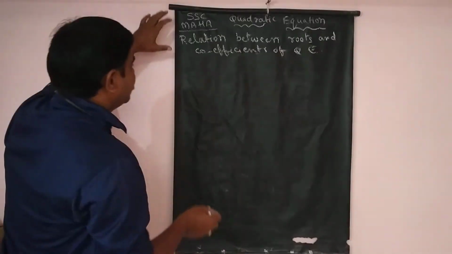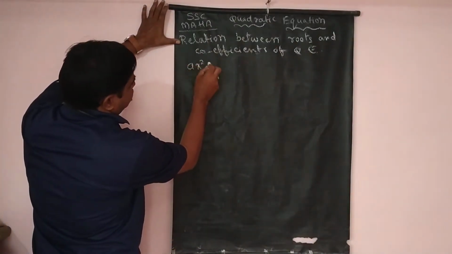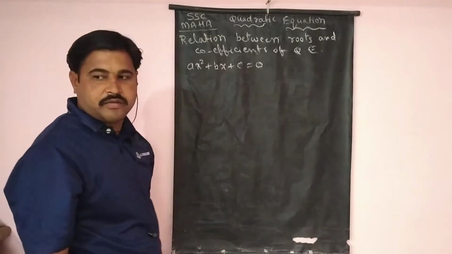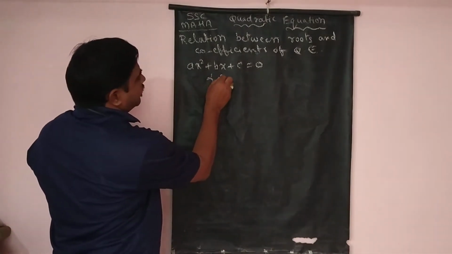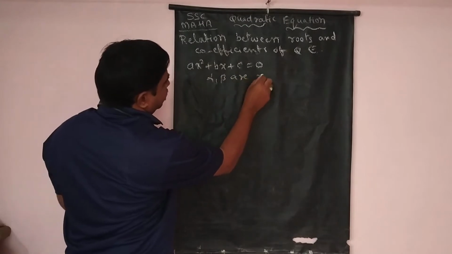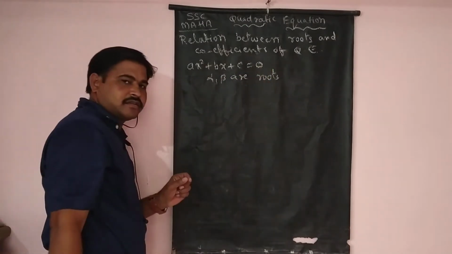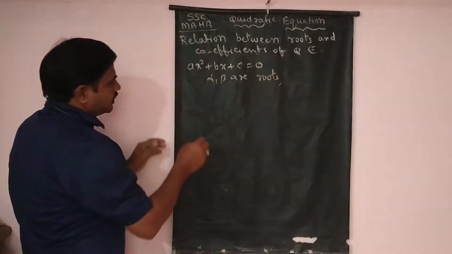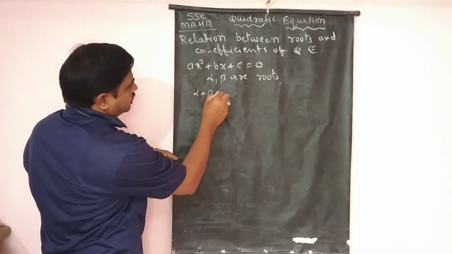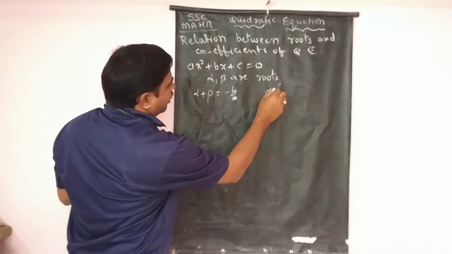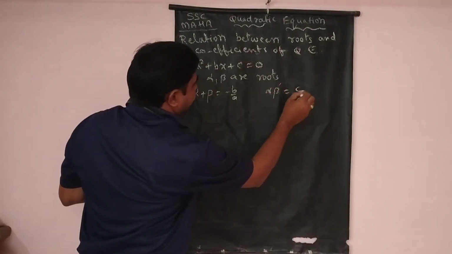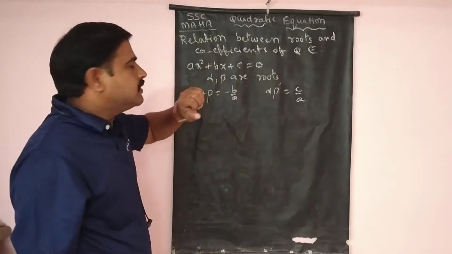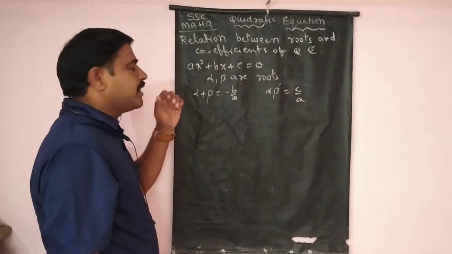See here, ax square plus bx plus c is equal to 0 is the quadratic equation form. In this, alpha and beta are the roots of the quadratic equation. Alpha plus beta is equal to minus b by a, and alpha into beta is equal to c by a, are the formulas to find the sum of the roots and the product of the roots. How do we get alpha plus beta is minus b by a?